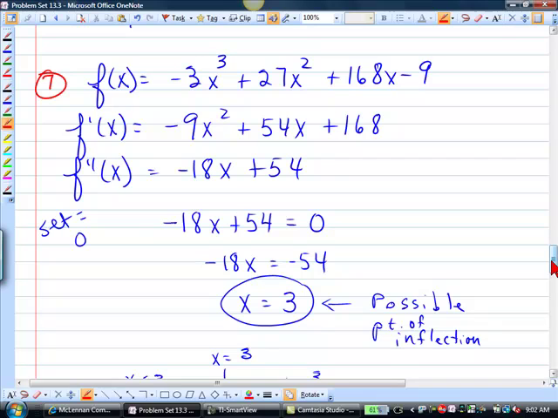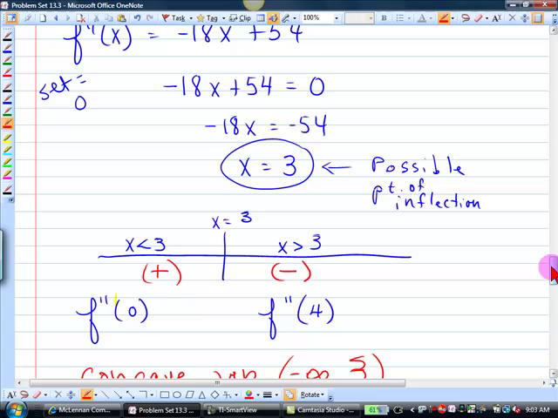So when you set the second derivative equal to 0, you're actually getting a possible point of inflection. If there's no change, if it doesn't go from down to up or up to down, then there's no change in inflection. So you have to test it before you actually know that it is the point of inflection. But it's a possible one. Does everybody see where we got x equals 3? Take that second derivative, set it equal to 0, solve for x.